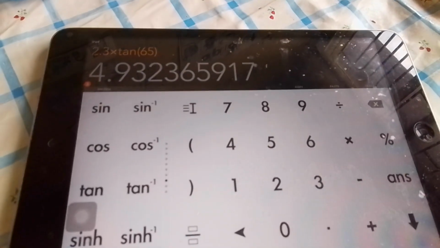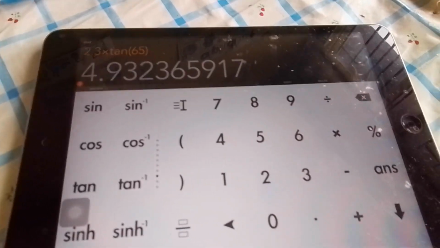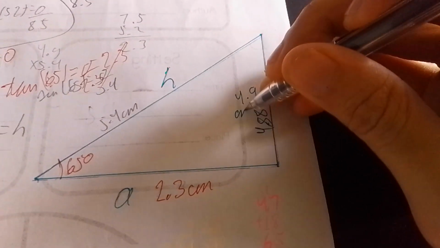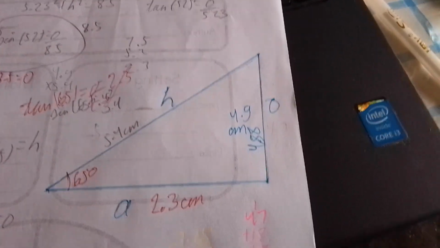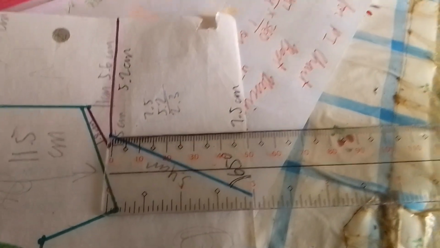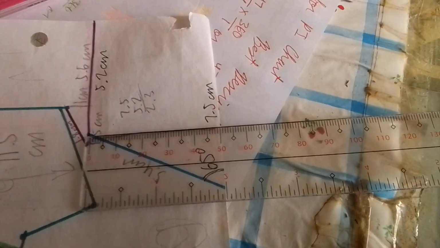Wow, that's a very absurd answer. I know normally I wasn't supposed to get that. Pero I think you can round it off na lang to 4.9. Siguro para mas madali, ito yung sagot na lang. 4.9 cm. Okay? So let's go back to our drawing. Yan, as you can see though, the height is almost 5 centimeters. But it's still 4.9. It's still fair.